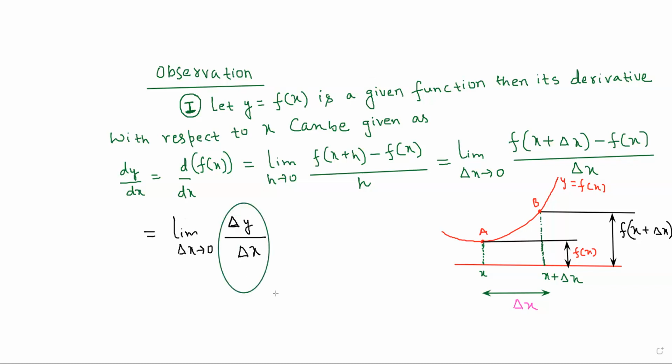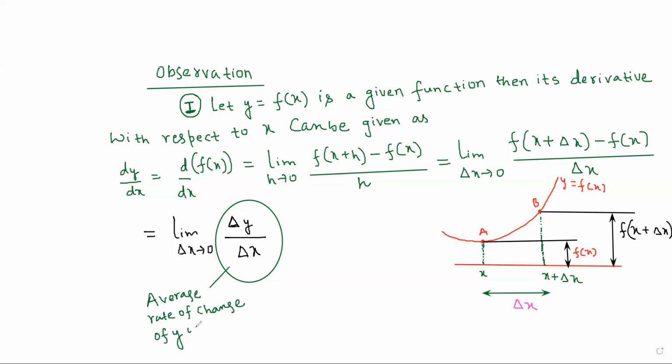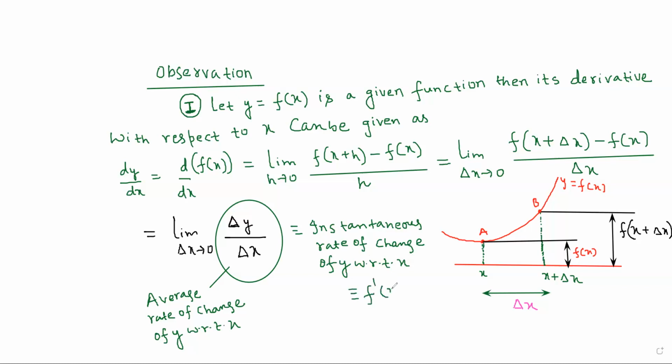So delta y by delta x is simply the average rate of change of y with respect to x. But whenever delta x tends to 0, this is finally the instantaneous rate of change of y with respect to x. This is also equal to f dash of x, which is the differentiation of y. So that is the final explanation.